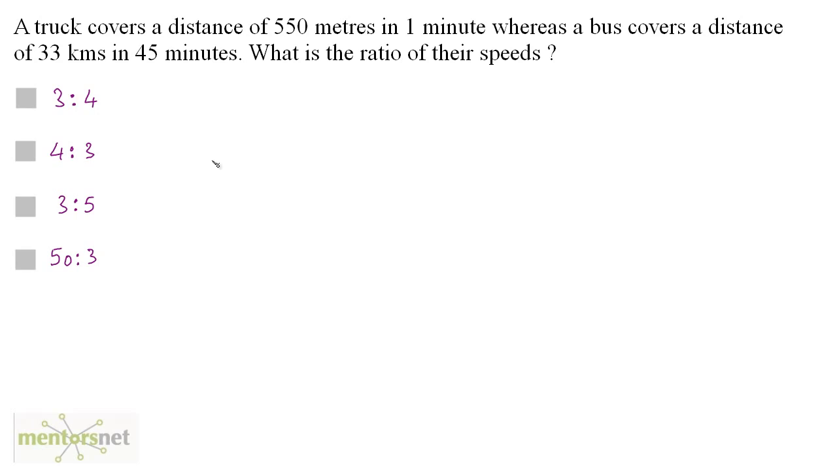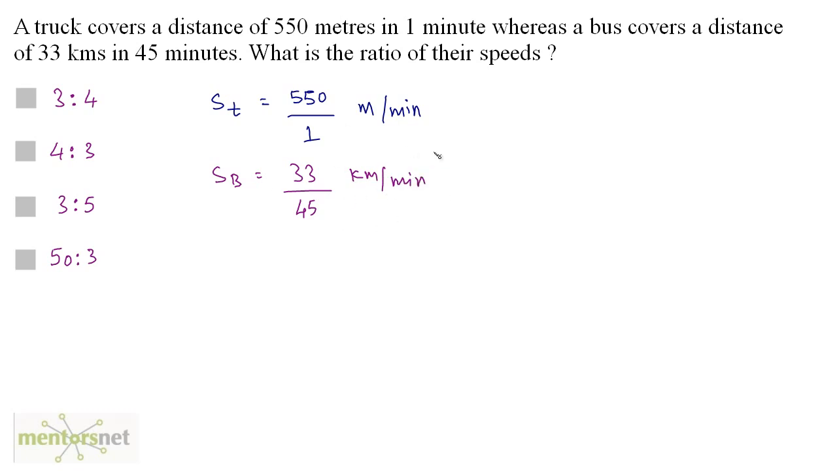A truck covers a distance of 550 meters in 1 minute, whereas a bus covers a distance of 33 kilometers in 45 minutes. What is the ratio of their speeds? So the truck covers 550 meters in 1 minute. So the speed of this truck is equal to the distance upon time, which is 550 by the time, 1, meters per minute. Right. Now let us calculate the speed of the bus. The distance covered is 33 upon the time is 45 kilometers per minute.